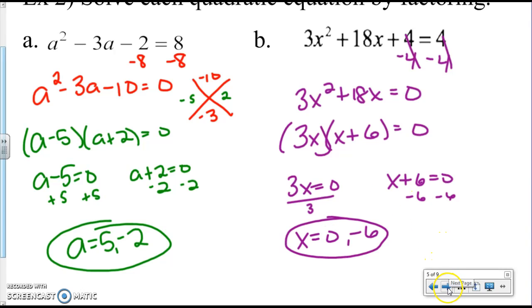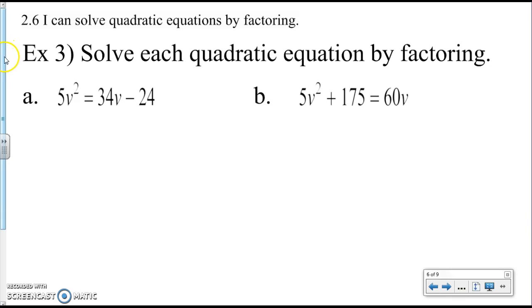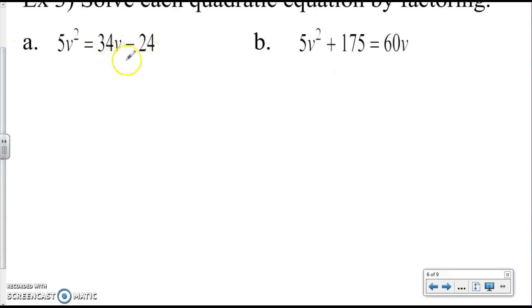Okay, moving on. Example 3. Notice there's a bunch of extra stuff here. A lot of students are going to tell me they want to do this, which is okay, except that I don't like that negative in front of my 5v squared. Makes it harder to factor.